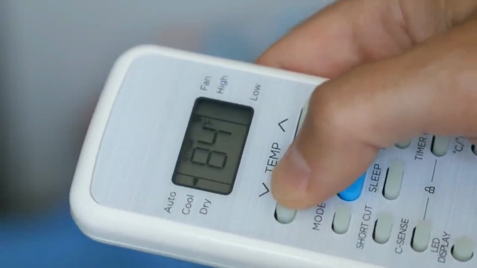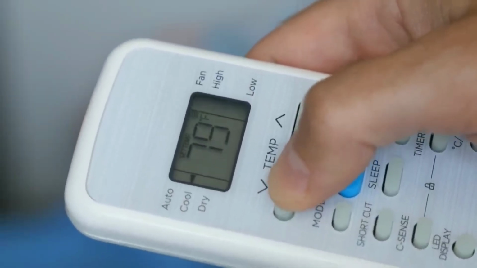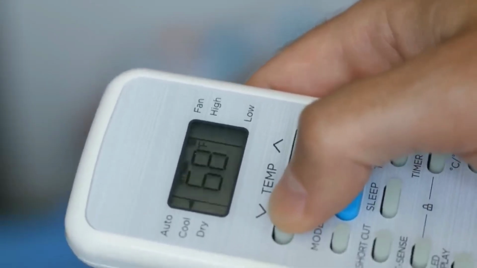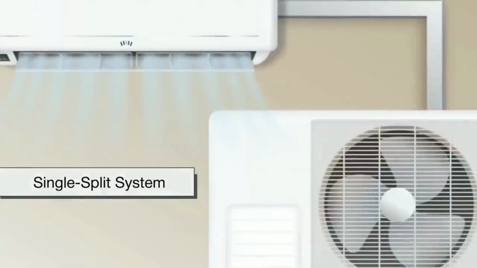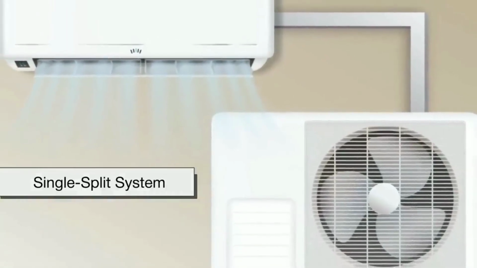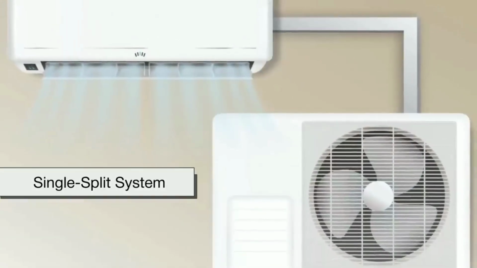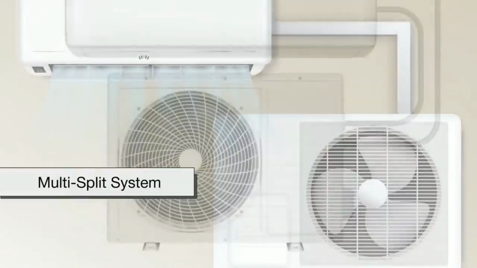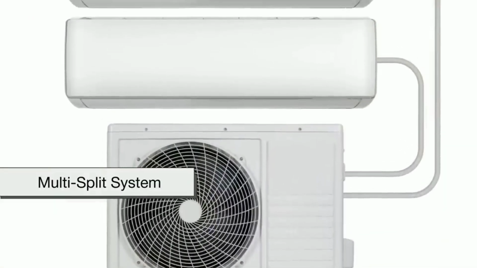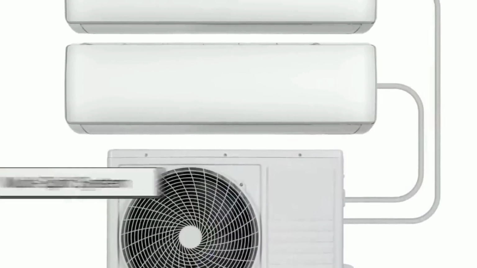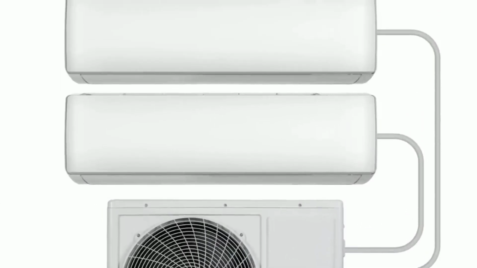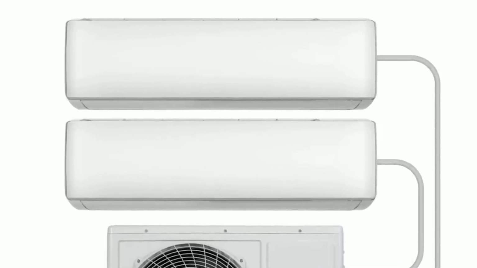Split-system air conditioners come in a variety of configurations to suit different spaces and cooling needs. A single split system connects one indoor unit to one outdoor unit and is typically used for a single room or small area. Multi-split systems allow multiple indoor units to be connected to a single outdoor unit, enabling separate temperature control in different rooms while reducing outdoor clutter.